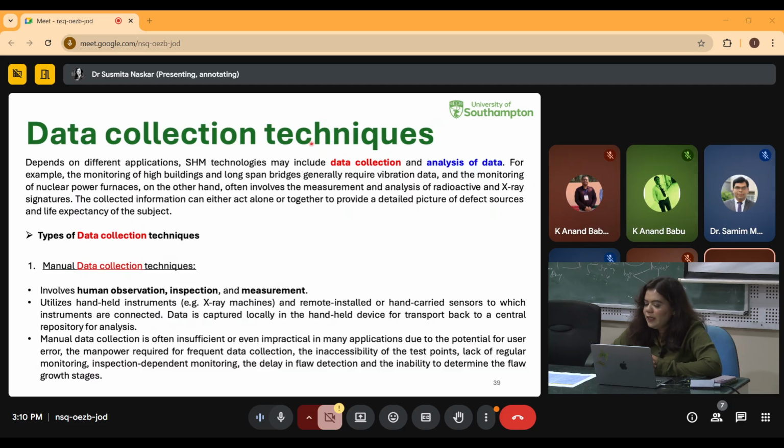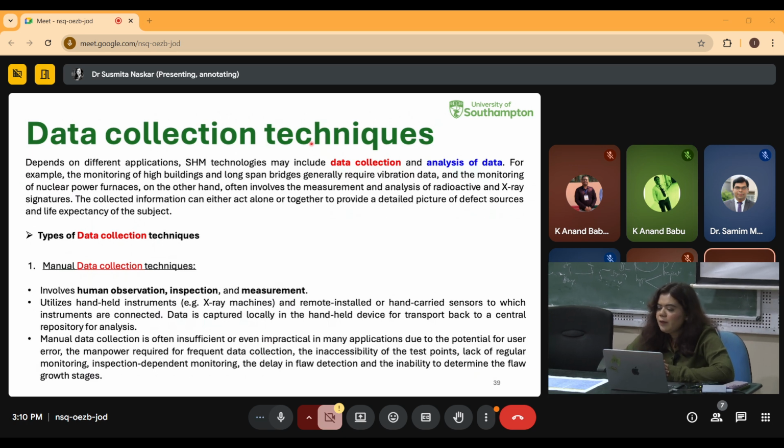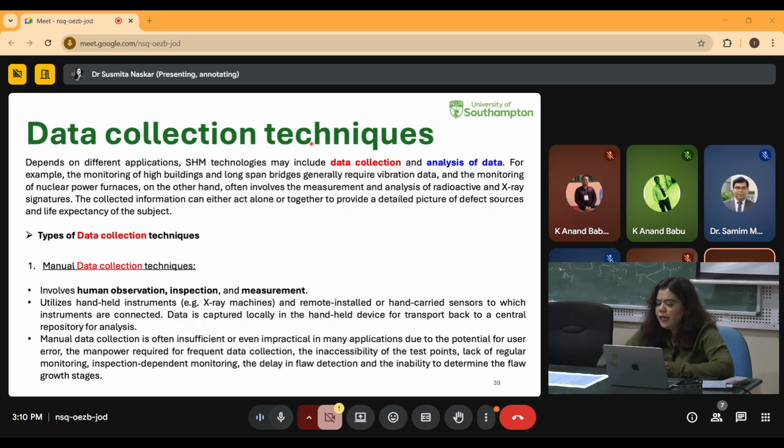And depending on the applications, generally we need to collect and analyze very different types of data. For example, if you think about the vibration for high-rise buildings, or long span bridges, or sometimes the radioactive or X-ray of any nuclear facilities, collecting this data always helps us build a detailed picture of the defects and their sources, and even predict the life expectancy of the structure or the component which you are monitoring, right?